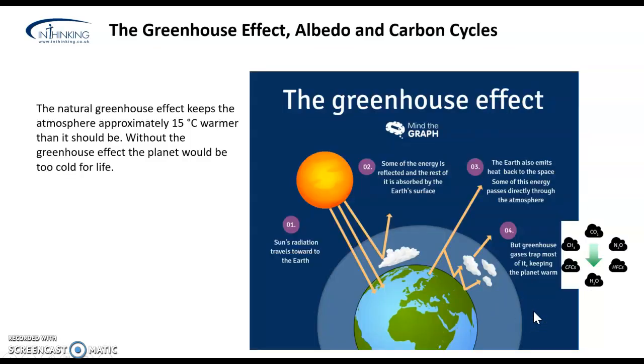So finally, just looking at the greenhouse effect, something I think you'll be quite familiar with, greenhouse gases such as methane and carbon dioxide are in abundance in the atmosphere, and they trap that long wave radiation and return it back to the Earth's surface. So in total, the natural greenhouse effect keeps the atmosphere at approximately 15 degrees Celsius warmer than it should be. And without it, our planet would be a frigid planet. It would be just too cold for life.